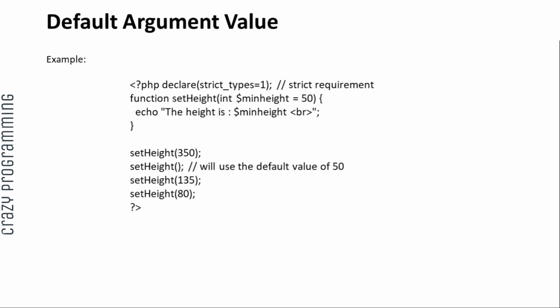You can see in the second one, I just use setHeight with no value inside the brackets, so it will print the height is 50, because inside the function I used int minHeight equals 50. In the third one, setHeight is 135, so it will print the height is 135, and in the fourth one, setHeight is 80, so it will print the height is 80.